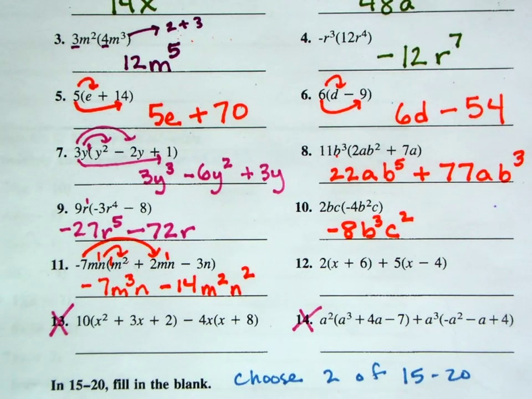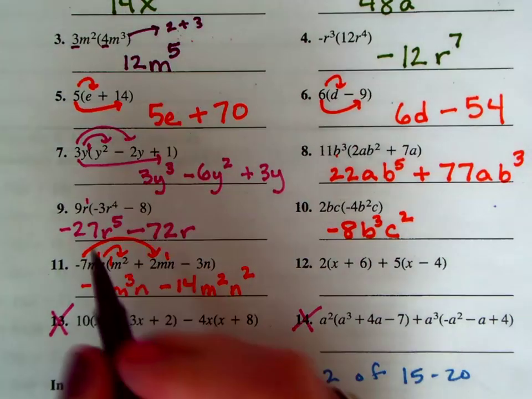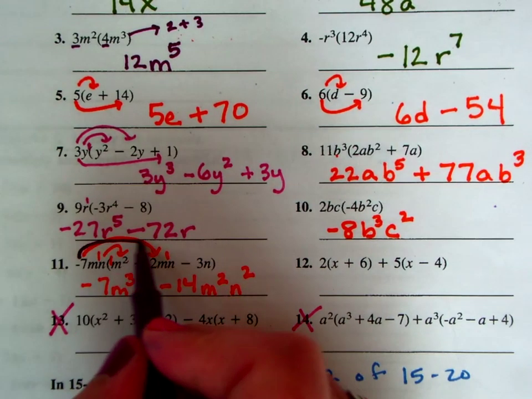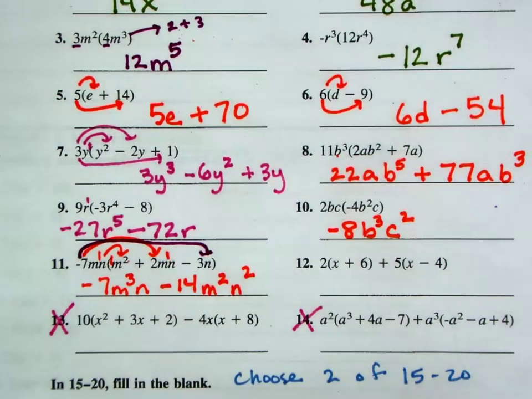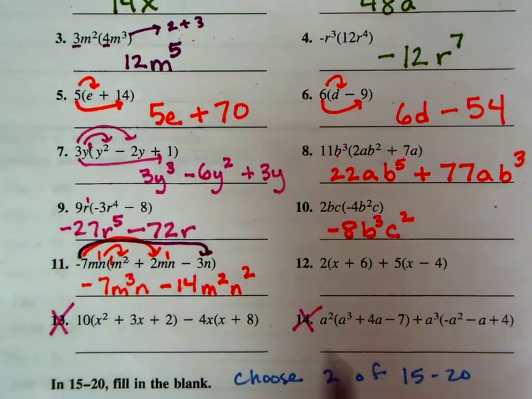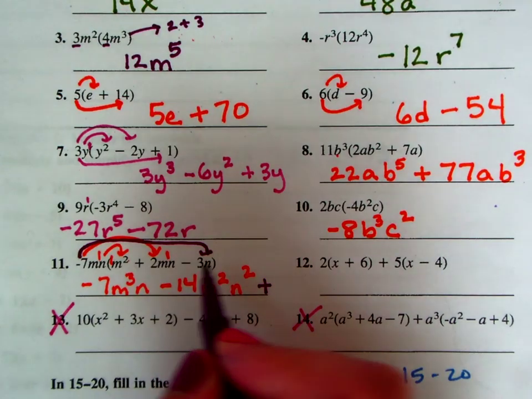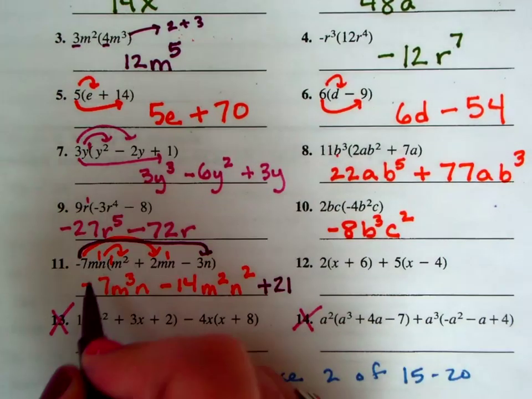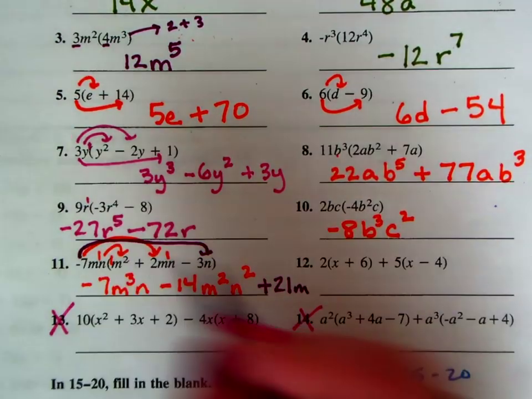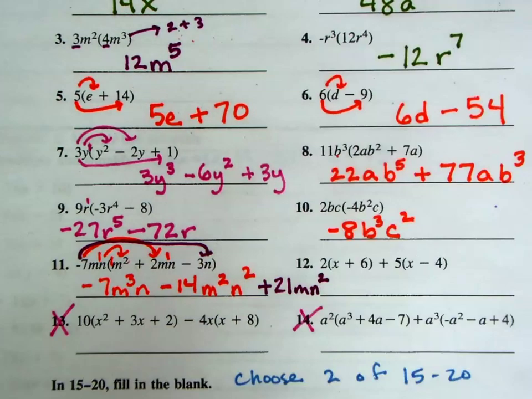And the very last one, I'll change color so maybe you can actually see what I'm doing. So negative 7mn times that negative 3. Now negative times a negative is going to give me a positive. And negative 7 times negative 3 gives me a positive 21. M, and then in this case, n squared.